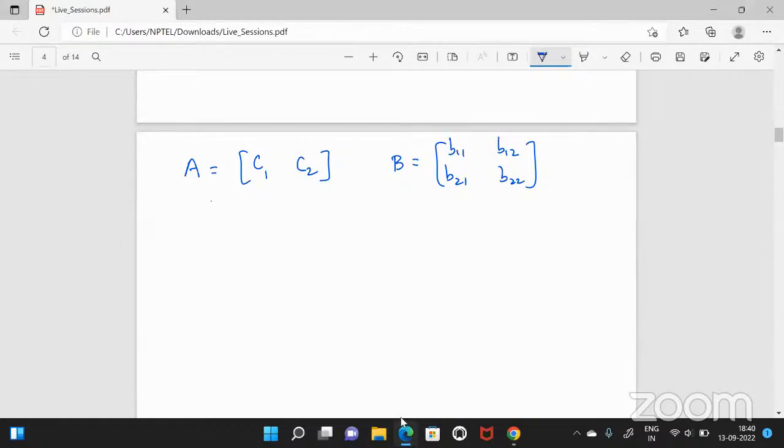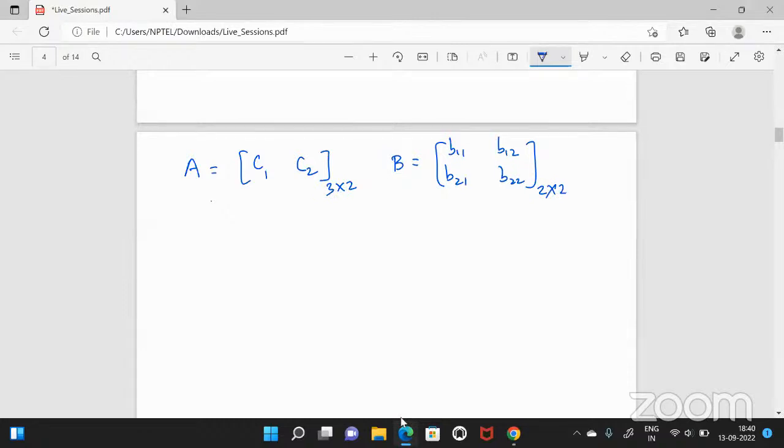Two. So how many columns does it have? It has 2 columns. And this has 2 rows. No, it can have anything, right? It doesn't matter, because this matches, right? Even if it was 3 cross 2, there was no problem, no?